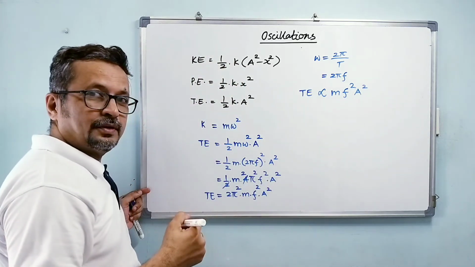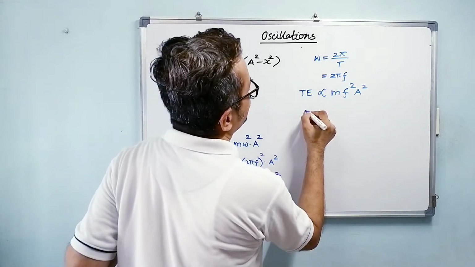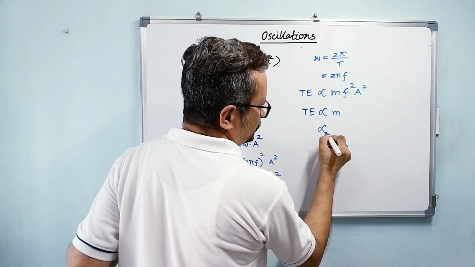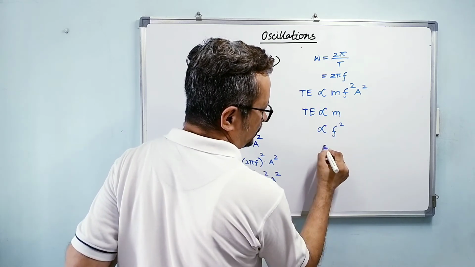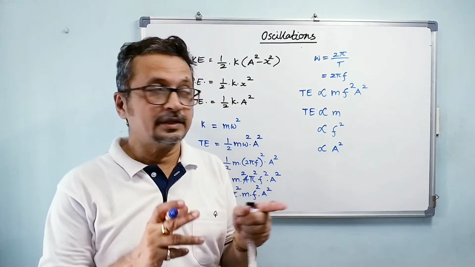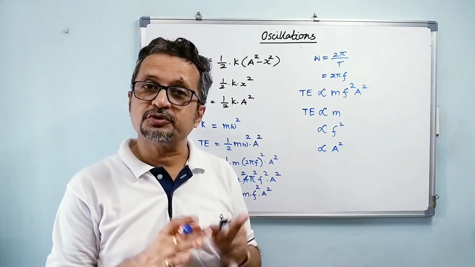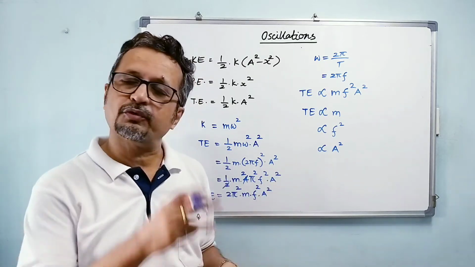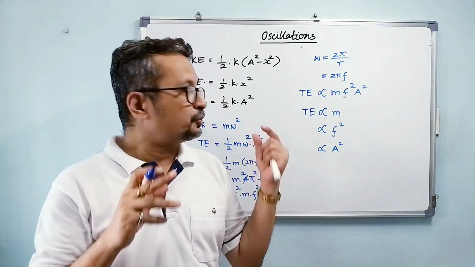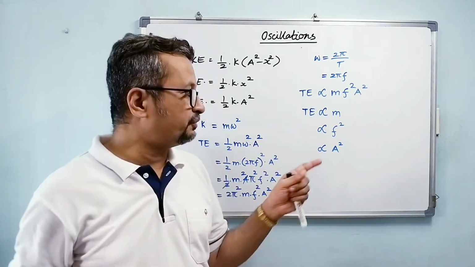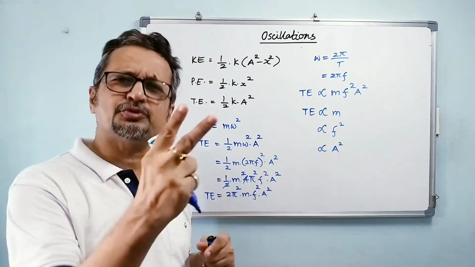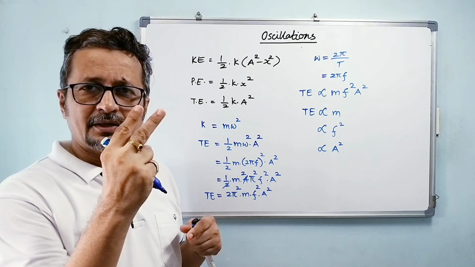Therefore total energy is proportional to mass, proportional to square of frequency, and proportional to square of amplitude. What does it mean? If you double the frequency, your total energy will become 4 times. If you double the amplitude, it becomes 4 times. If you double the mass, it will be 2 times. Correct? So that is how it is.